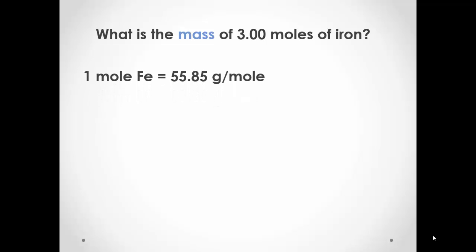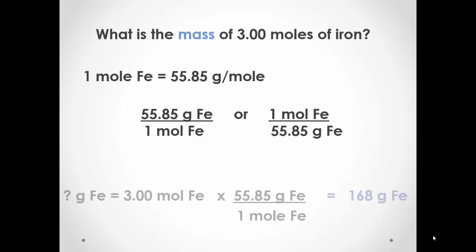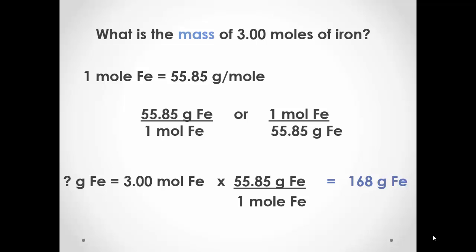Well, we know that the molar mass of iron is 55.85 grams per mole. This means that for every 1 mole of iron, we have 55.85 grams of iron. This is a proportion or a conversion factor. Since we know moles and are looking for grams, we want to use the conversion with grams over moles. So 3 moles times 55.85 grams of iron equals 168 grams of iron. So while 1 mole of iron contains 55.85 grams of iron, 3 moles contains 168 grams.